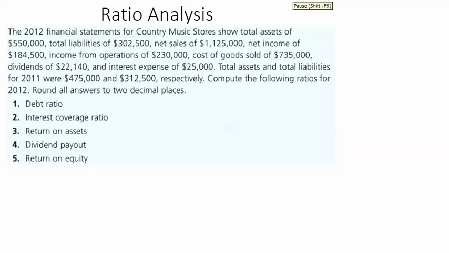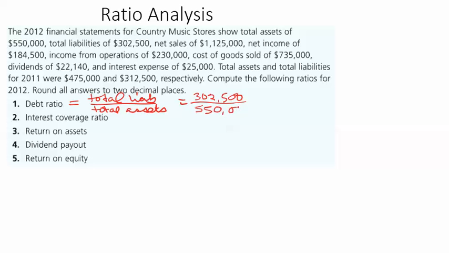Okay, so let's take a look at this. The debt ratio, if you remember, is going to be total liabilities divided by total assets. So in this particular example, total liabilities are $302,500. Total assets are $550,000, which we've got right here. And that gives us 0.55 or 55%. So 55% of their assets are financed with debt here. All right, let's do another one.